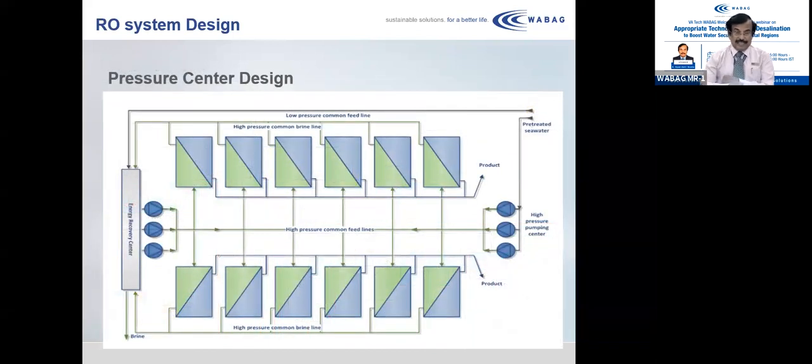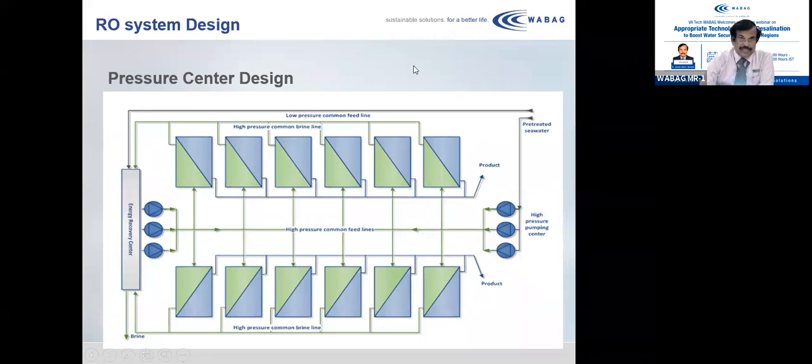This is the pressure-centered design. In the pressure-centered design, we have a unique arrangement where the high pressure pumps are common and the energy recovery device is common. Because of that, even if you have a 200 or 300 MLD plant, you will have fewer high pressure pumps, fewer energy recovery devices and booster pumps. In the previous two arrangements, conventional and inline, you have individual trains, with separate high pressure pump, separate energy recovery device, and separate booster pump. The advantage in this pressure center design is that you have a bigger system, and because of that, efficiency is higher.